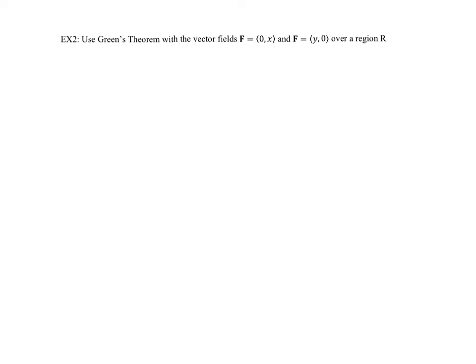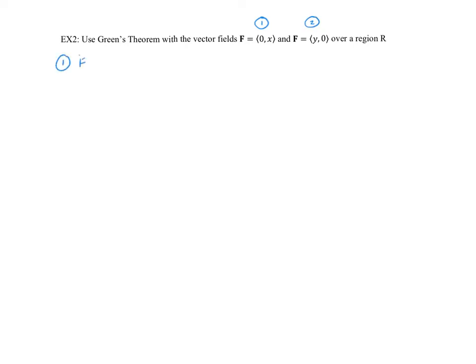In example 2, we're going to use Green's theorem with these two vector fields. And it's going to be over some region R. Notice that I didn't tell you what our region R is. The only thing I know is I'm going to first use Green's theorem with the vector field 0, x. So I'm going to call that 1. And then I'm going to use Green's theorem to compute over the vector field y, 0. I'm going to call that 2.